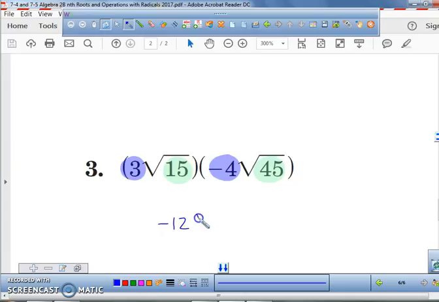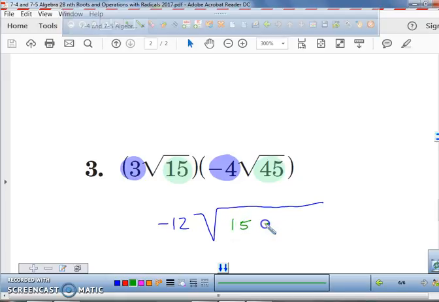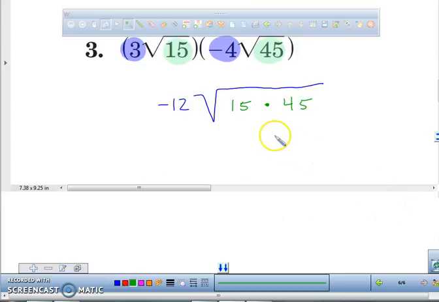-12. Very good. Now, inside of the radical, what are the numbers that we're going to be multiplying together? 15 and 45. But instead of multiplying 15 and 45 and getting the product, I just want you to write 15, put a dot, times 45. Okay? Now, what we need to do, everybody, is break down the 15 and break down the 45. What are some factors of 15? 5 and 3.